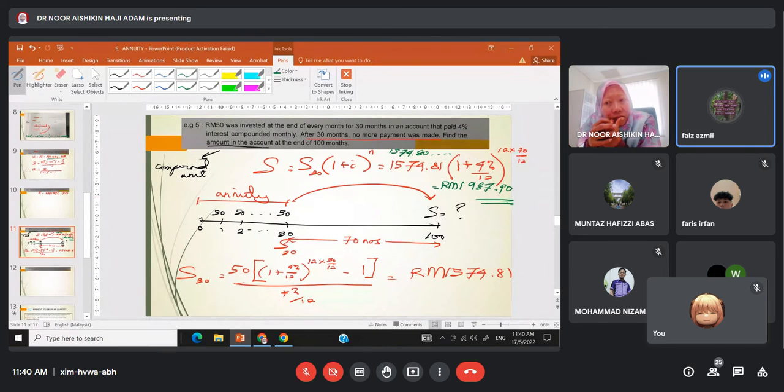Tanya. Yang 70 tu dia tolak 30 daripada N yang first, 100 tolak 30, bukan tolak 30. Kan the term is 100 months. Term is 100 months kan? You nak cari amount in the account at the end of 100 months. Jalan cerita you mula dari zero ni. So the first 30 months tu ada annuity, but the next 70 months tak ada annuity. So tempoh you simpan duit tu in the account after the 30th month is 70 months lah, 100 minus 30.